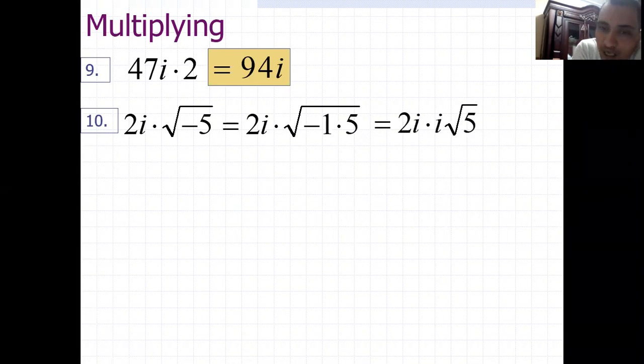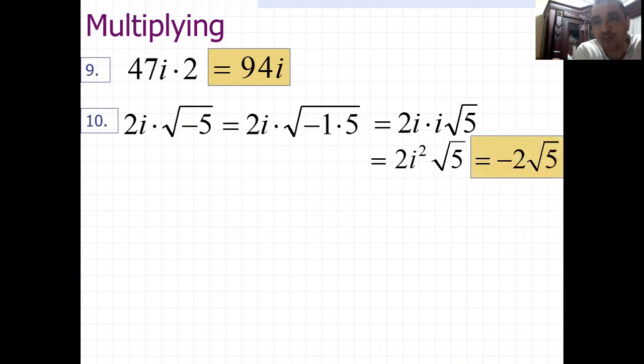Now, when you multiply the real numbers together, 2 times root 5, it will be 2 root 5. And i times i is i squared. And we know that i squared equals negative 1. So it will be negative 2 root 5.